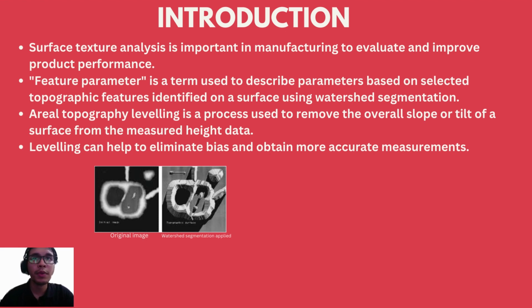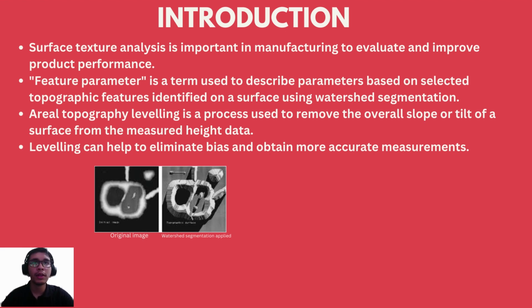In this study, aerial topography leveling is focused, which is a process used to remove the overall slope or the tilt of a surface from a measured height data. This is often done in a surface metrology to isolate the local surface features and eliminate the influence of overall slope on the measurement. There are several different methods that can be used to level a surface, including simple subtraction of the mean height, rotation, and translation of the plane to the x and y plane, and more complex techniques such as least square fitting.